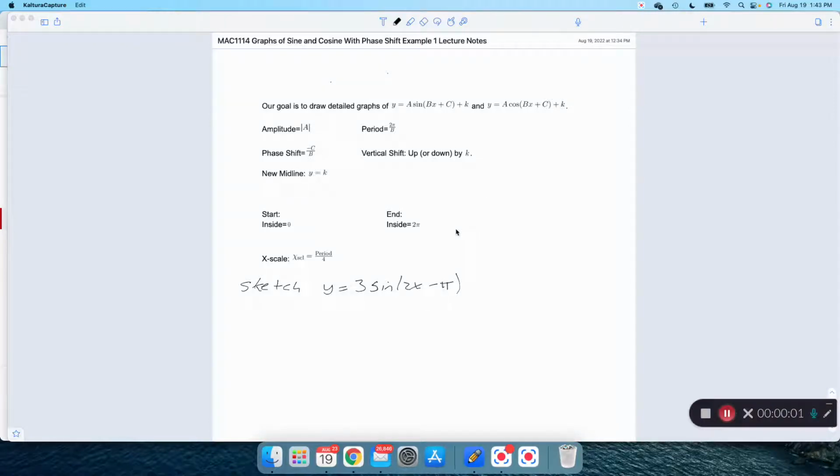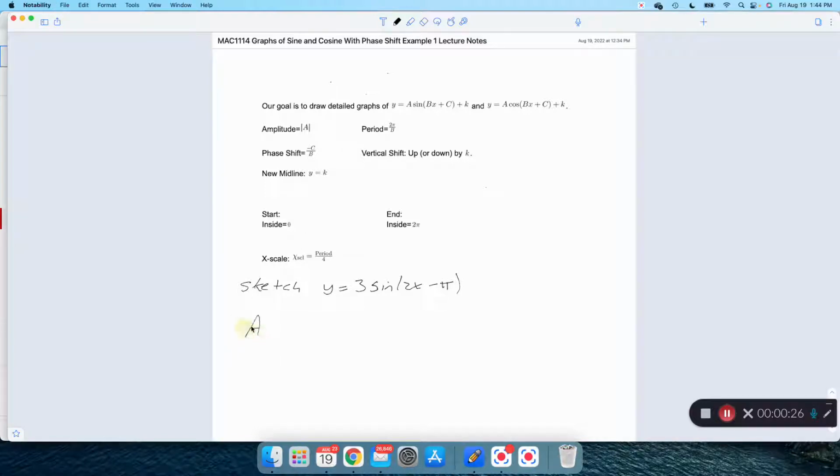Okay, so we're still graphing sines and cosines, but now we're taking it up a notch. Now we're adding in a phase shift. So remember, here's our ultimate goal. Now we've got something inside here, something added or subtracted inside the parentheses. Okay, so we're going to approach this just like all the other ones.